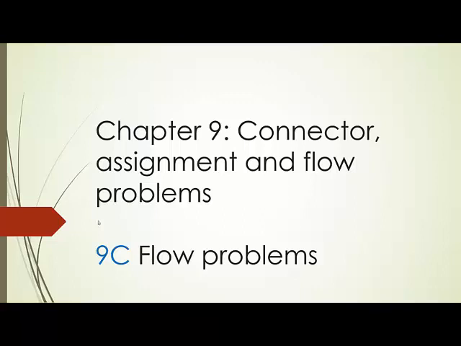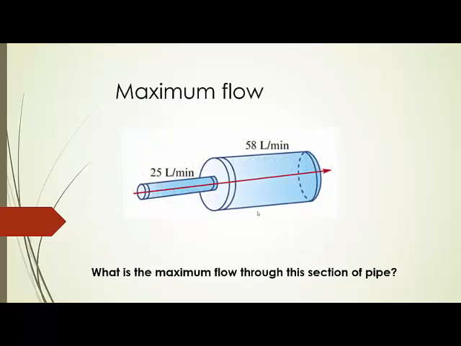We're going to look at 9C, which is all about flow problems, as in flow through a network. Now, the first concept we have to get our heads around is maximum flow. Looking at the diagram on the screen, you have a section of network where two components are connected at a vertex. Going into the network at that point is 25 litres a minute, coming out is a capacity of 58 litres per minute. But the maximum flow through this section of pipe, clearly I hope, is whatever that minimum number is, 25 litres a minute.